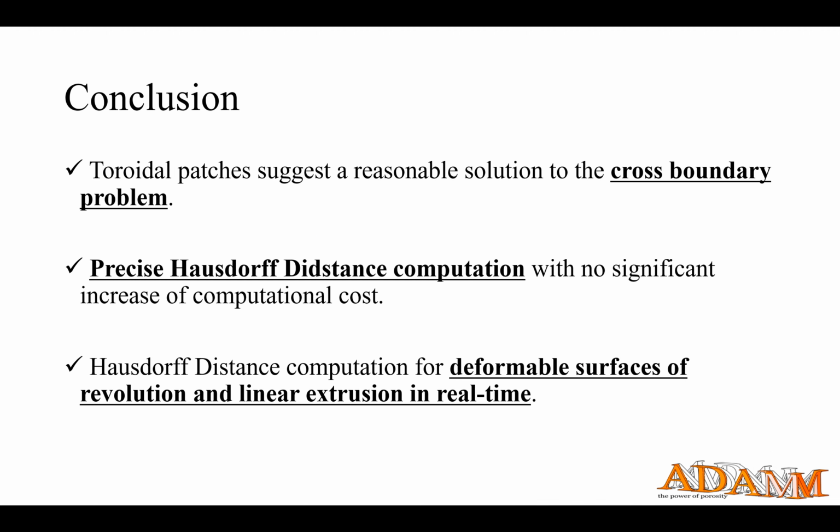Let me conclude my talk with three main contributions of this work. First, the toroidal patch is crucial as it has good properties and provides a solution to the cross-boundary problem. Second, we could compute the precise HD without a significant increase of computational cost using these toroidal patches. Finally, we could compute HD between dynamically deforming surfaces of revolution and linear extrusion in real time.